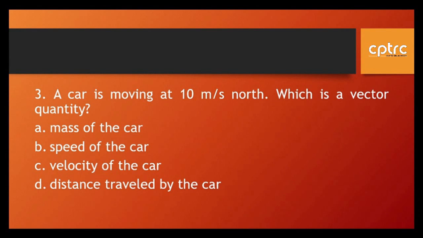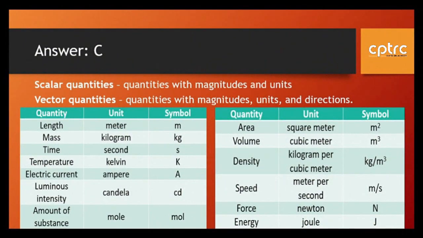Number three, a car is moving at 10 meters per second north, which is a vector quantity. The answer is letter C. Scalar quantities are quantities with magnitudes and units, while vector quantities are quantities with magnitudes, units, and directions. Take note that all those seven fundamental quantities are scalar quantities. However, some of the derived quantities are scalar quantities like area, volume, density, and speed. And some of those derived quantities are vectors like force.